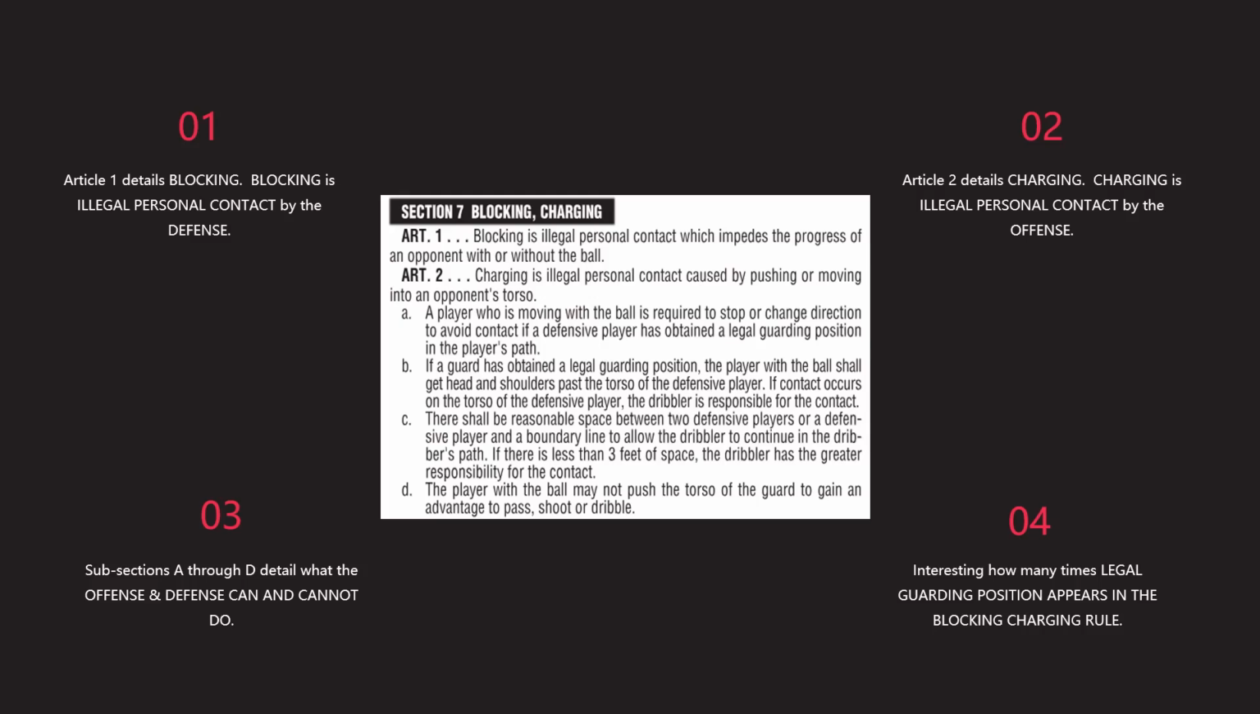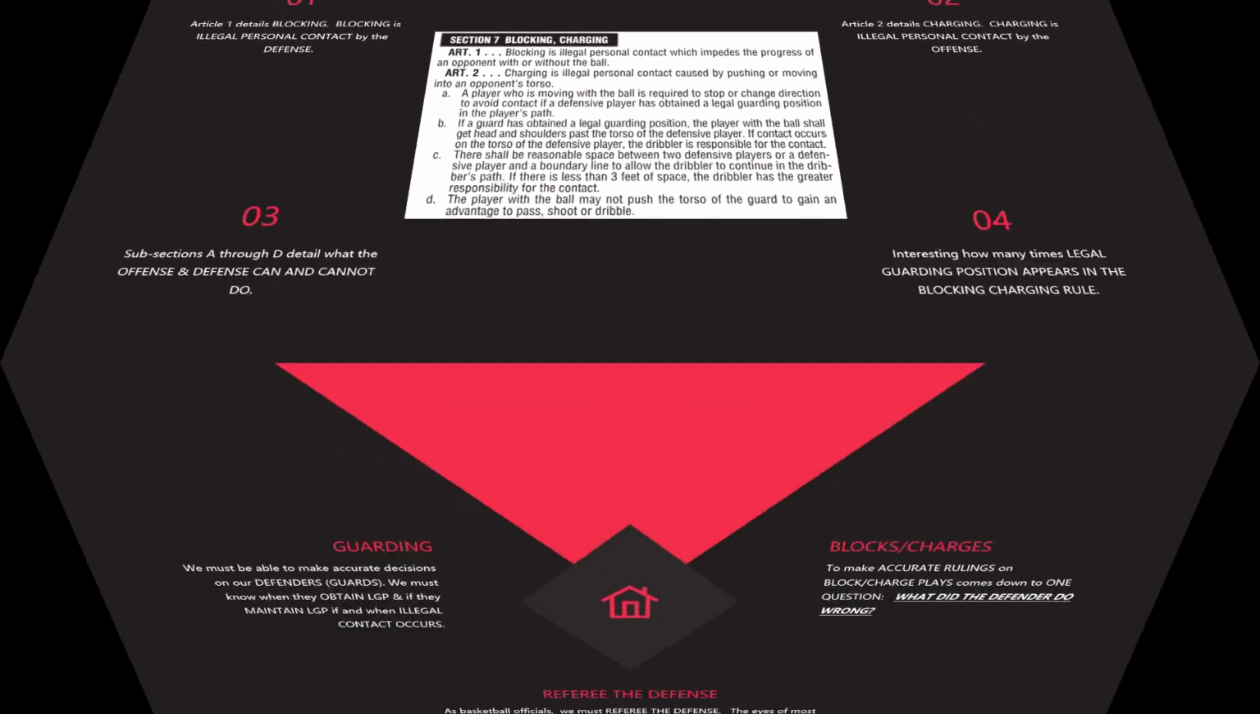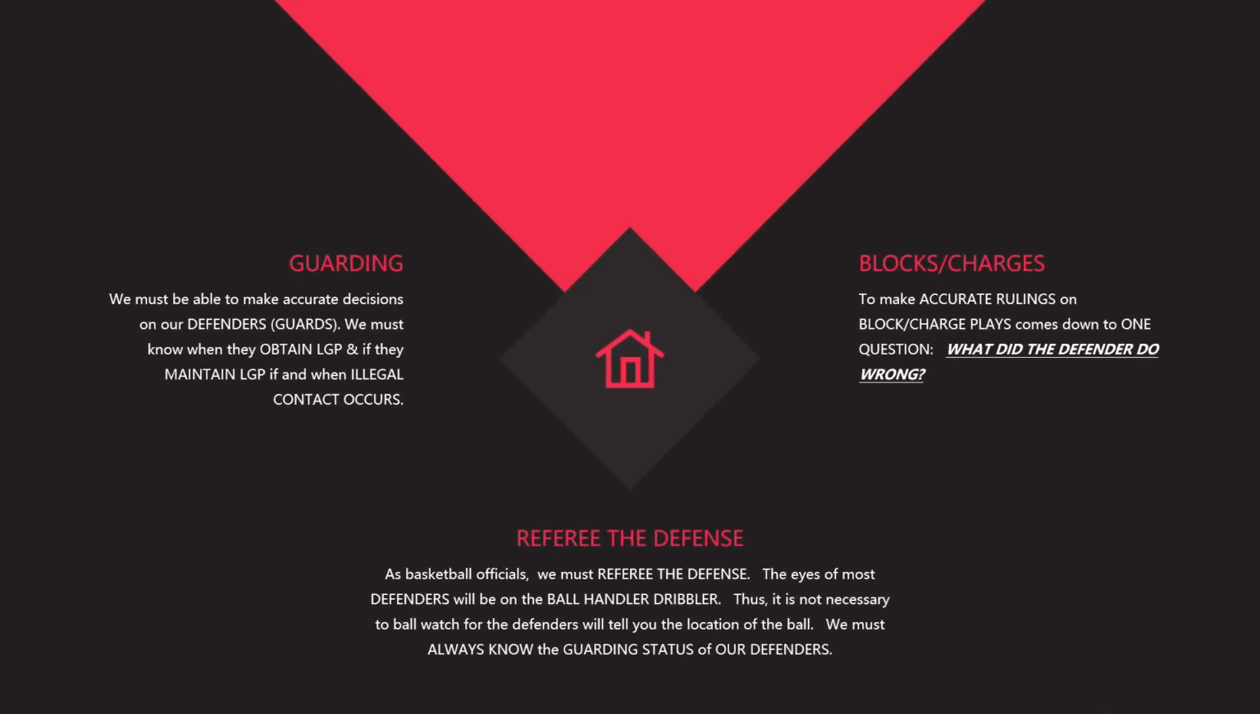If we're just looking at this image of the blocking charging rule, we count once in subsection A, legal guarding position. We count once in subsection B, legal guarding position. So it appears twice in the blocking charging rule for National Federation High School. So we must be able to make accurate decisions on our defenders. We must know when they obtain legal guard position and if they maintain it if and when illegal contact occurs.